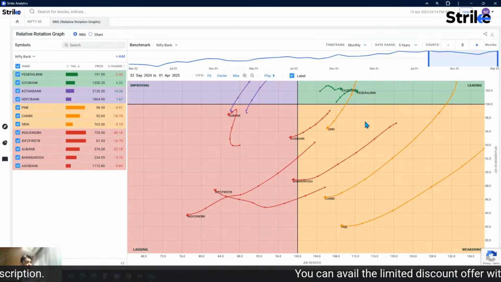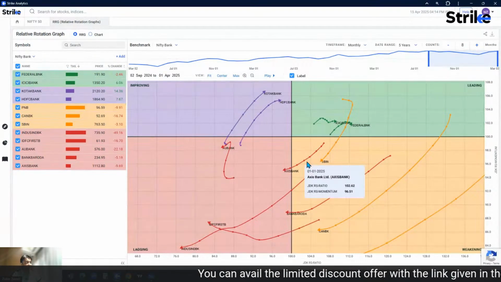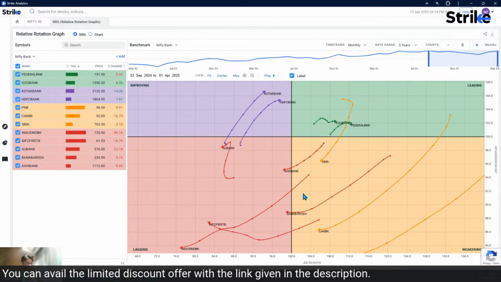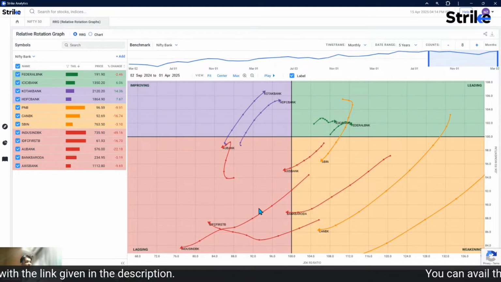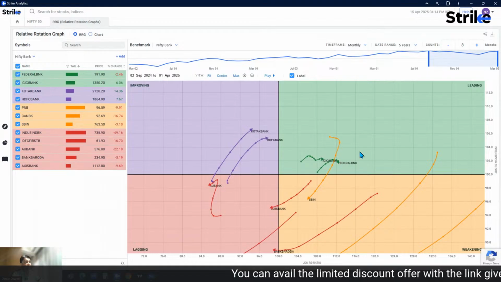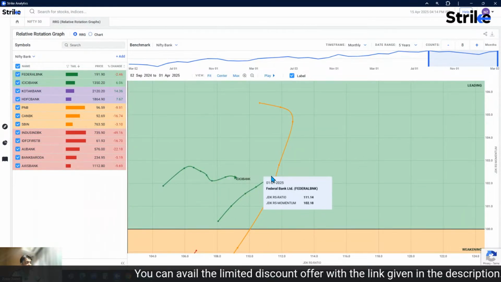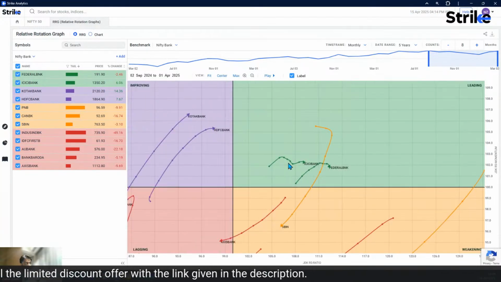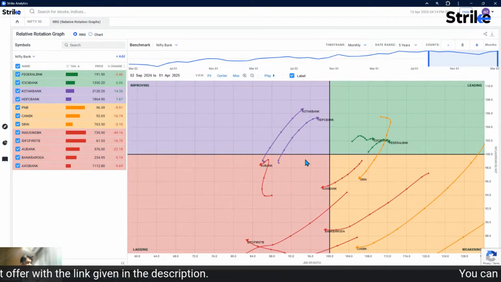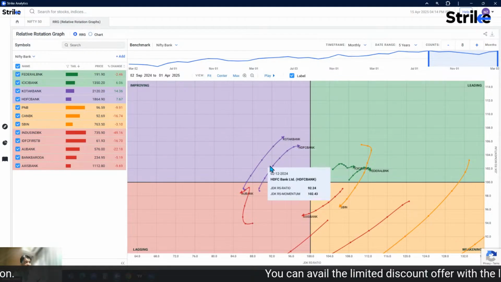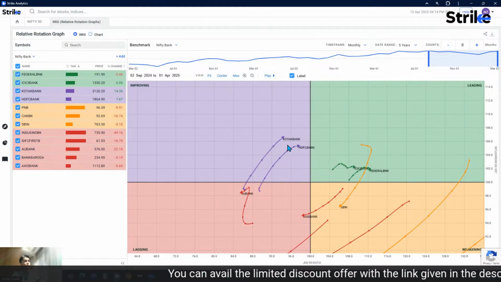So on a monthly chart, as an investor, something which is coming down over here in the lagging quadrant is not what I would like to buy or invest into. I would like to invest into something which is probably getting into the leading quadrant, or which is already in the leading quadrant. But look at this, it's kind of losing momentum. So the best case as an investor, what we can see is something over here in Kotak Bank and HDFC Bank, which is trying to get into the leading quadrant.